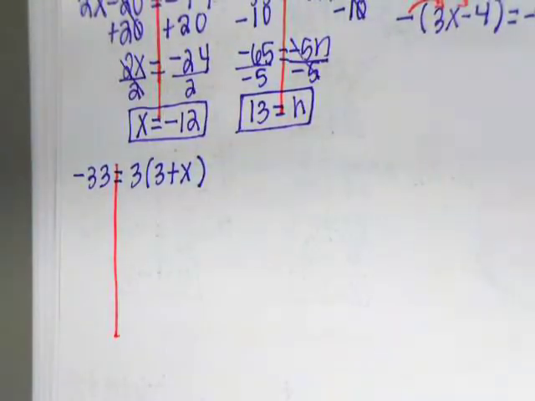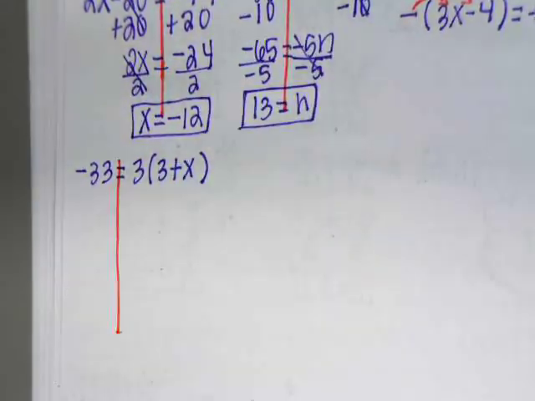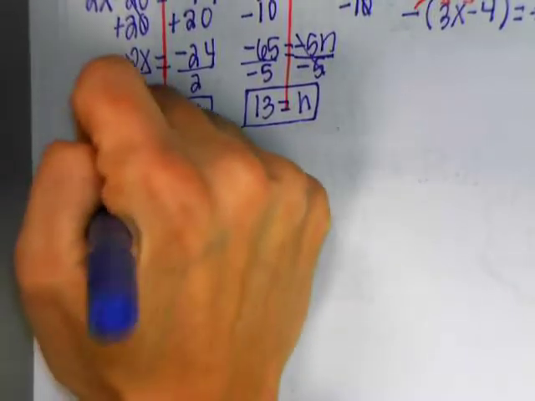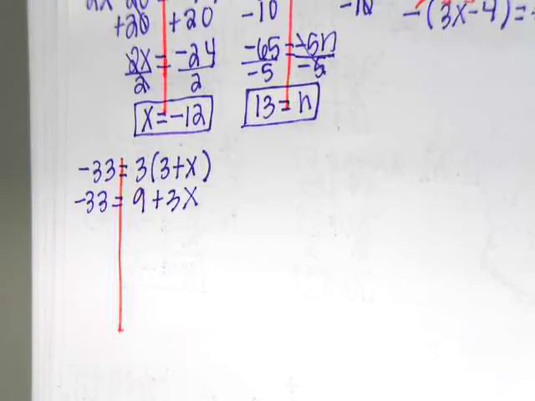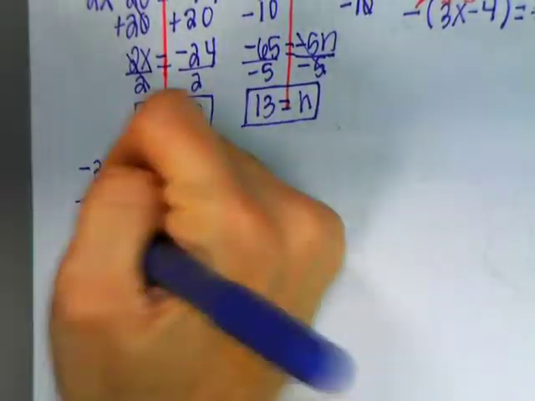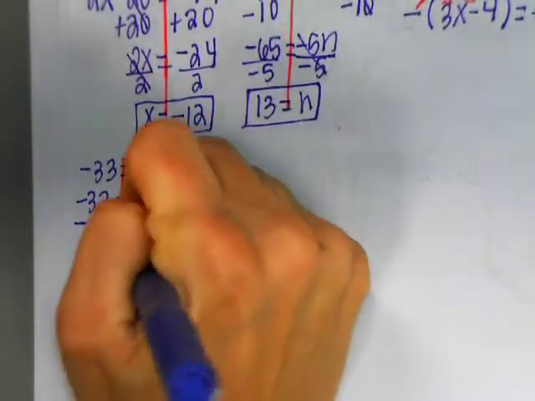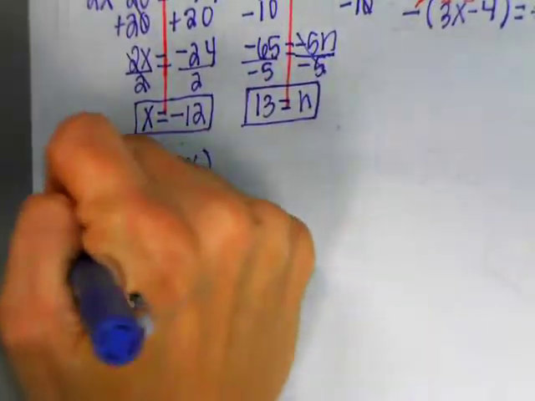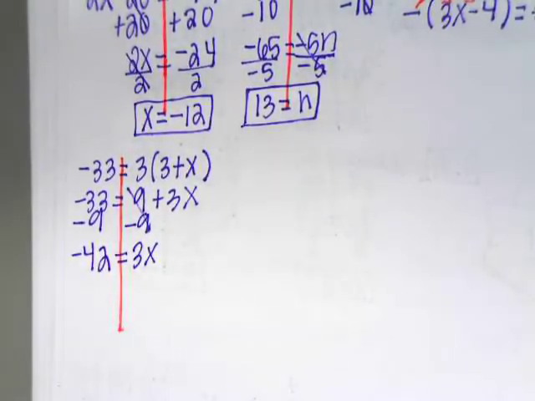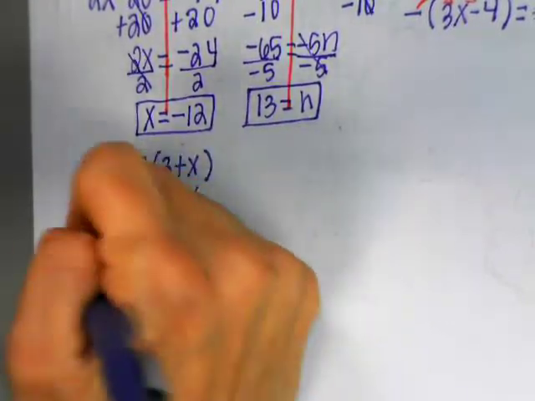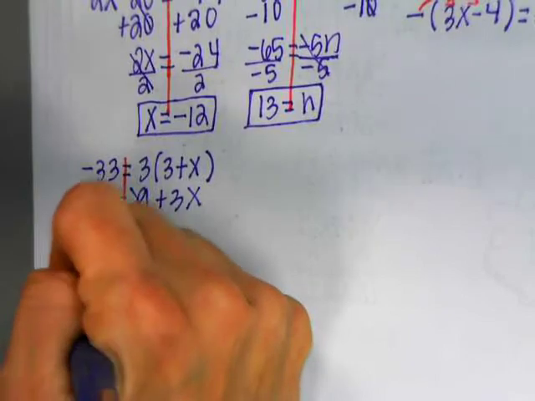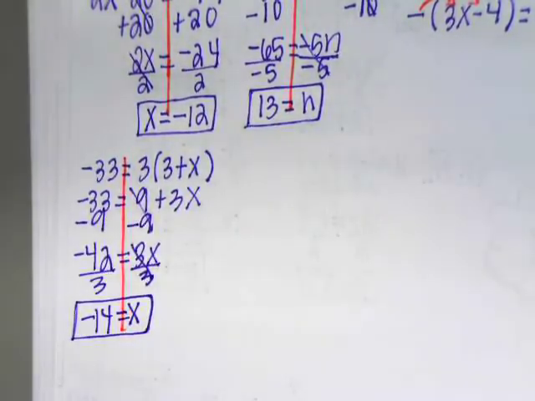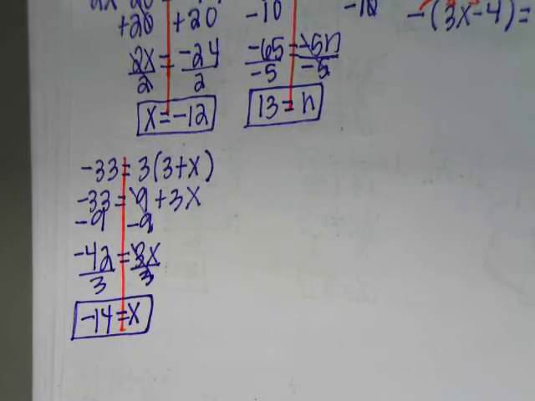Okay. So distribute first. Yep, 9 plus 3x. Then minus 9 on both sides. Yep, and then divide by 3 on both sides. Yep, so x equals negative 14. Do we get that? Yep. Do you have questions?